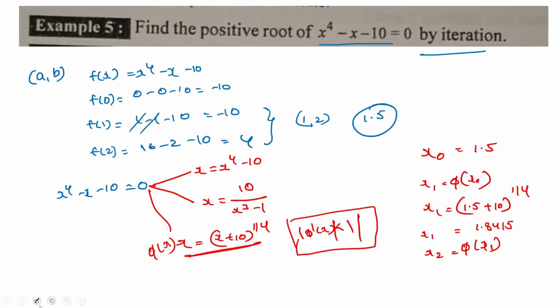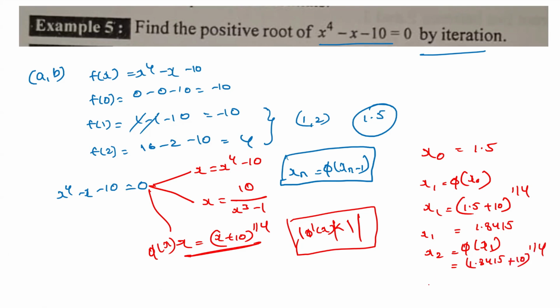The general formula is xn is equal to phi of xn minus 1. This is the general formula for finding the nth approximation. So now x2 is equal to phi of x1, and x1 is 1.8415. So here 1.8415 plus 10 whole power 1 by 4. So x2 is equal to 1.8550.